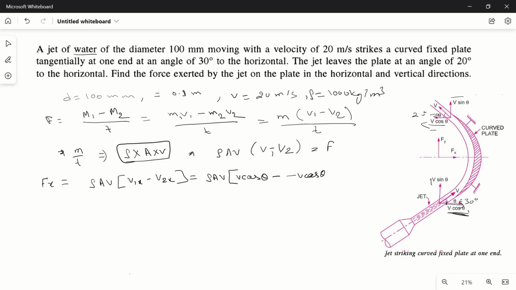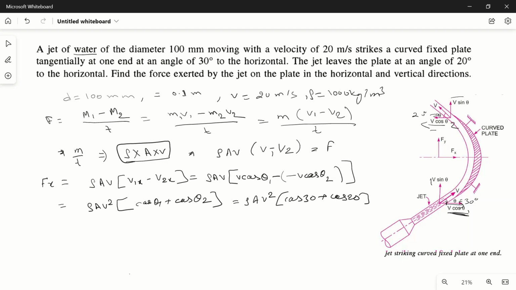This is theta 1, this is theta 2. And this is negative, so the minus and minus will become plus. So it will be rho a v square into cos theta 1 plus cos theta 2. Theta 1 and theta 2 are the angles 30 degree and 20 degree. So it will become rho a v square into cos 30 plus cos 20. This is the formula for the force in the x direction.